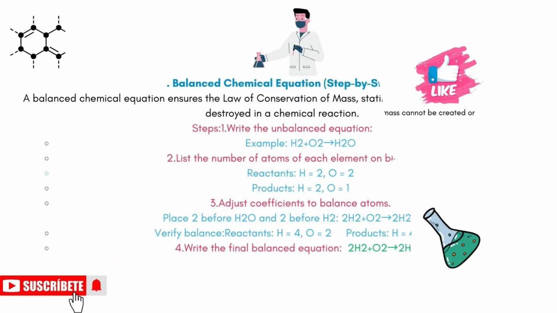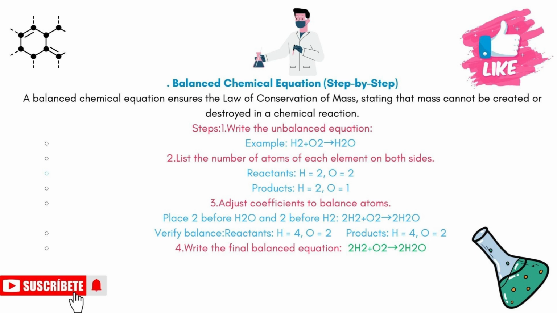3. Balanced chemical equation, step by step. A balanced chemical equation ensures the law of conservation of mass, stating that mass cannot be created or destroyed in a chemical reaction. Steps. Write the unbalanced equation. Example, H2 + O2 → H2O. List the number of atoms of each element on both sides. Reactants, H equals 2, O equals 2. Products, H equals 2, O equals 1.